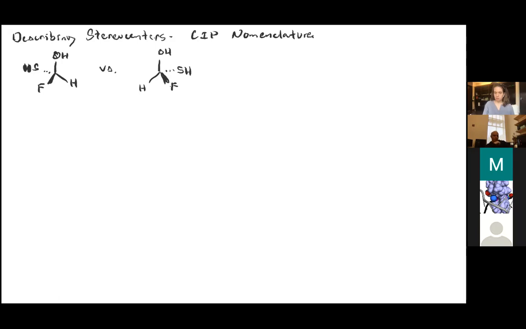And we need a way to specify which enantiomer we're talking about. And that's where this nomenclature system comes in. The rules are relatively straightforward. It's the sort of execution once you establish priorities that often confuses students. So we'll work on that. So essentially what this nomenclature tells us to do is to prioritize the substituents on the carbon using numbers 1 through 4, okay?